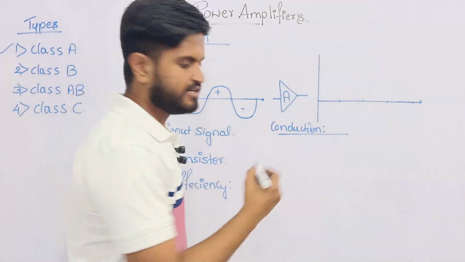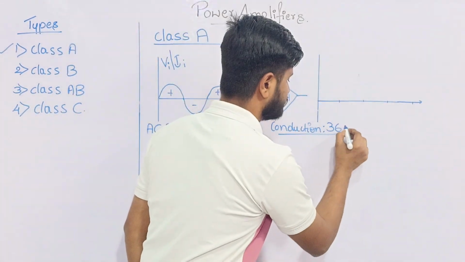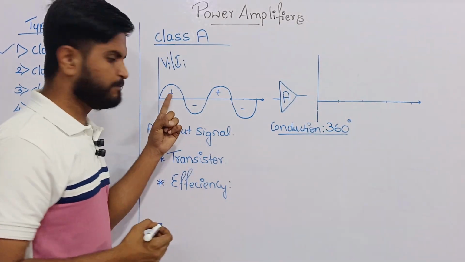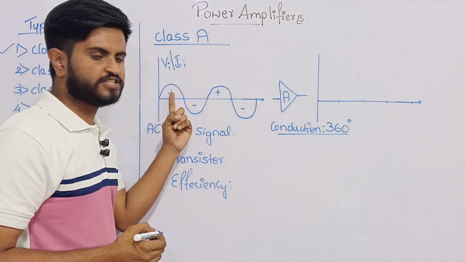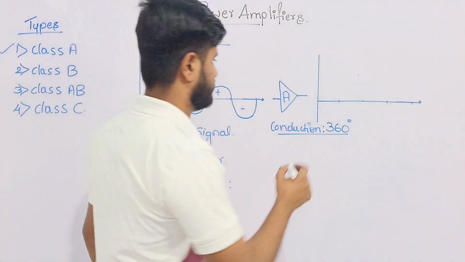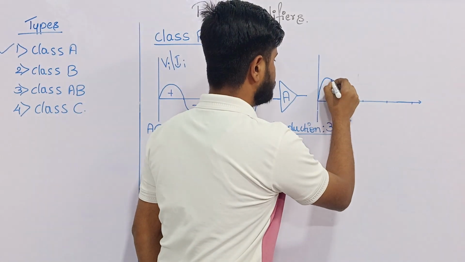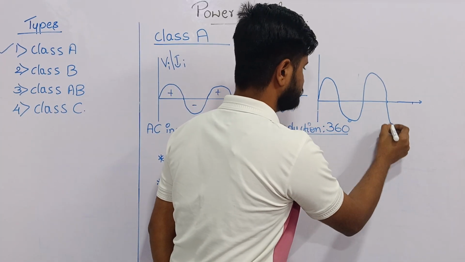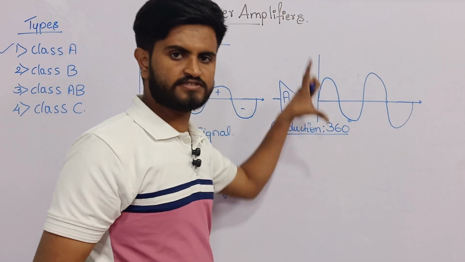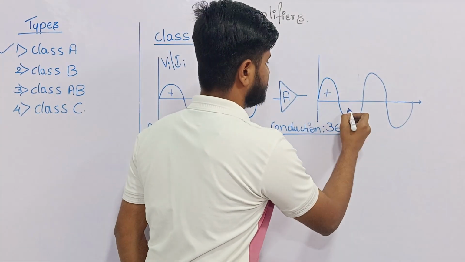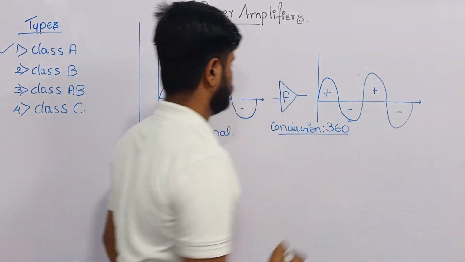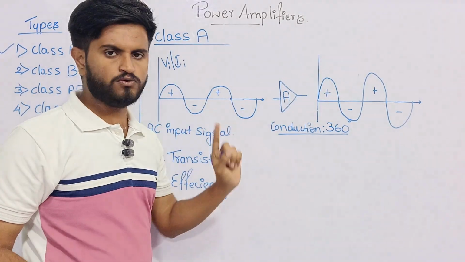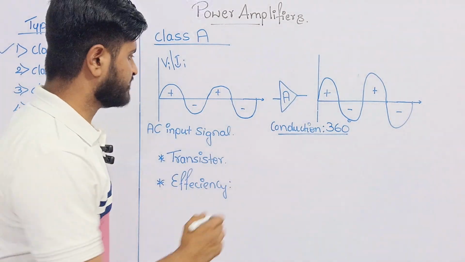So this will conduct in 360 degrees. Conducting in 360 degrees means it will amplify both positive half cycle and negative half cycle. It will amplify both positive and negative half cycles, that is, it will increase the amplitude. This is positive, negative, positive, negative. So it will increase the amplitude of both positive and negative half cycles of the graph.